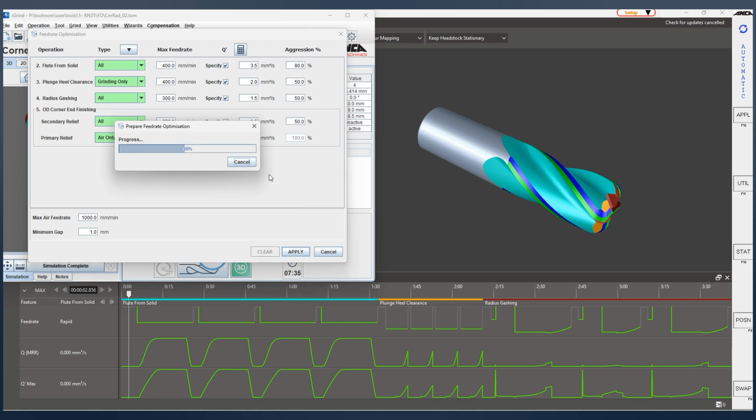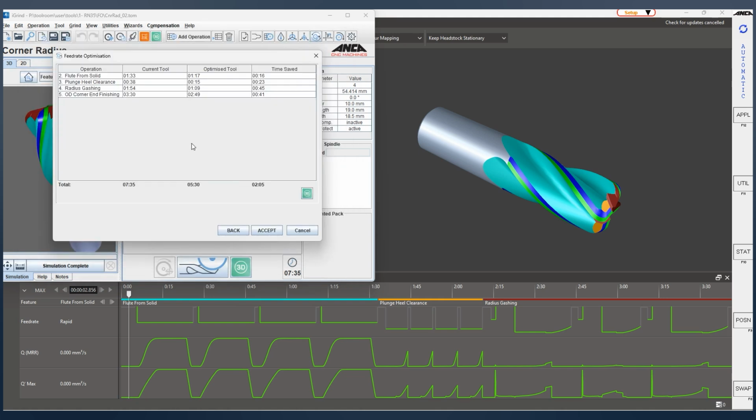And also it will try and look at the cycle time saved during this. So based on the calculation, the current tool is actually 7.5 minutes, whereas the optimized tool with feed rate optimization is only 5.5 minutes. You're saving around 2.05 minutes, and this is exactly what I said by saving cycle time using the feed rate optimization.